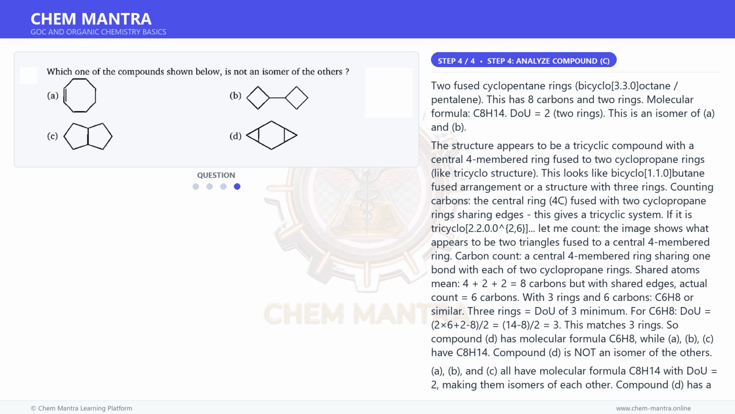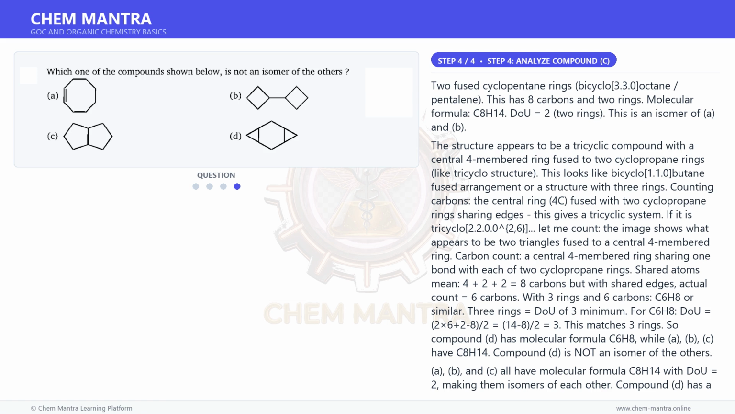The structure appears to be a tricyclic compound with a central 4-membered ring fused to 2 cyclopropane rings, like tricyclo structure. This looks like bicyclo 1.1.0 butane fused arrangement or a structure with 3 rings. Counting carbons, the central ring, 4C, fused with 2 cyclopropane rings sharing edges, this gives a tricyclic system. If it is tricyclo 2.2.0.0 2,6, let me count. The image shows what appears to be 2 triangles fused to a central 4-membered ring.